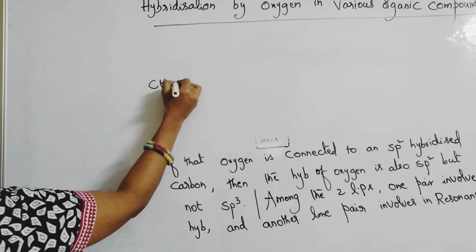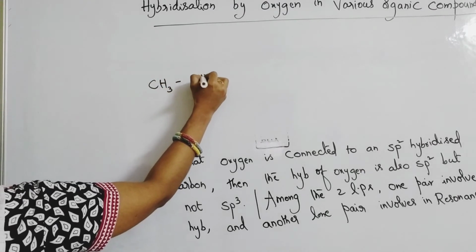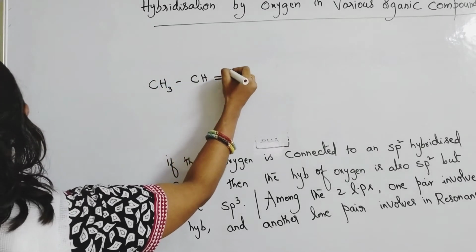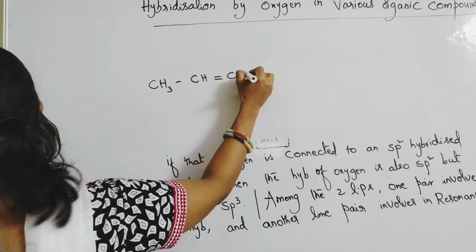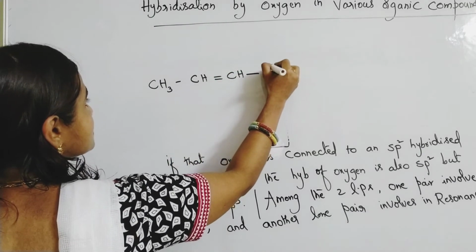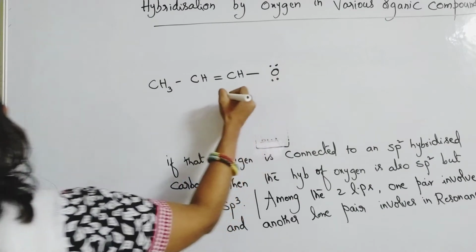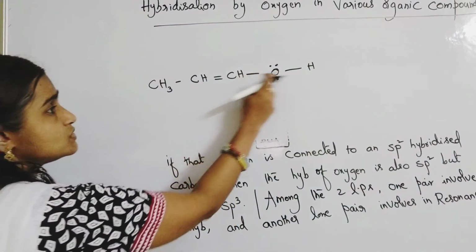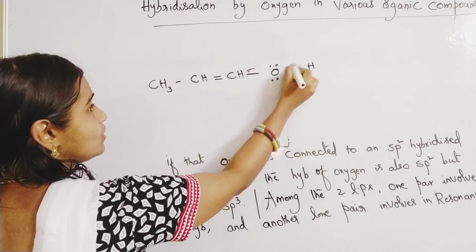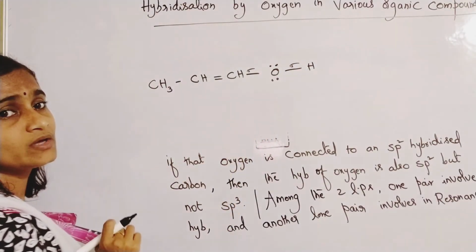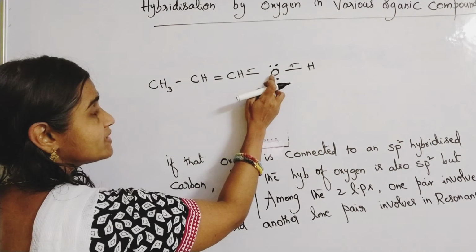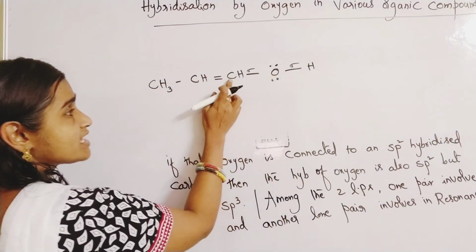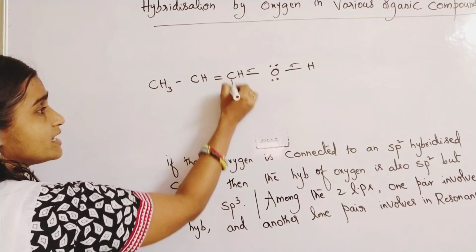CH3, CH double bond CH, oxygen is having 2 lone pairs, H. So here 2 sigma bonds are there and 2 lone pairs are there. So we'll think that oxygen's hybridization is sp3. But check for this carbon's hybridization.